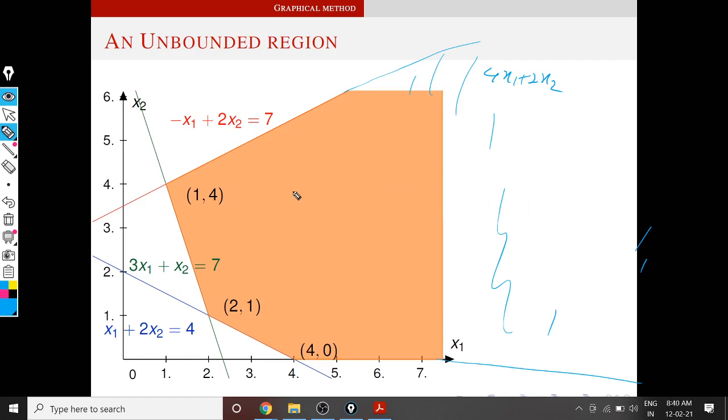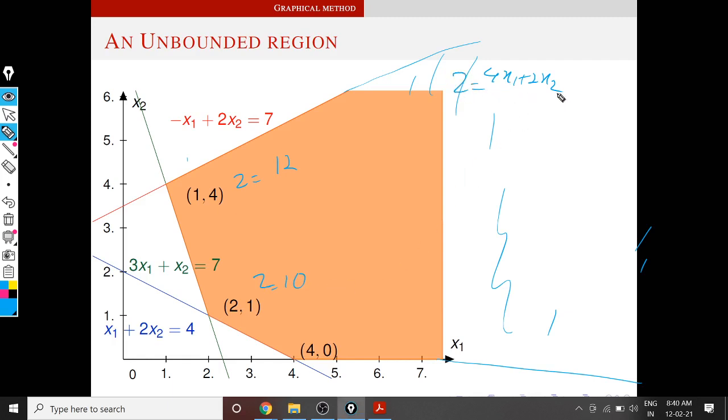Again you can apply one technique. Either you can solve for these vertices. Here this vertex is (1, 4), this is (2, 1), this is (4, 0). Then you evaluate the value of the function at these vertices. At (1, 4), the value is 12. At (2, 1), the z value is 10. This is our result.